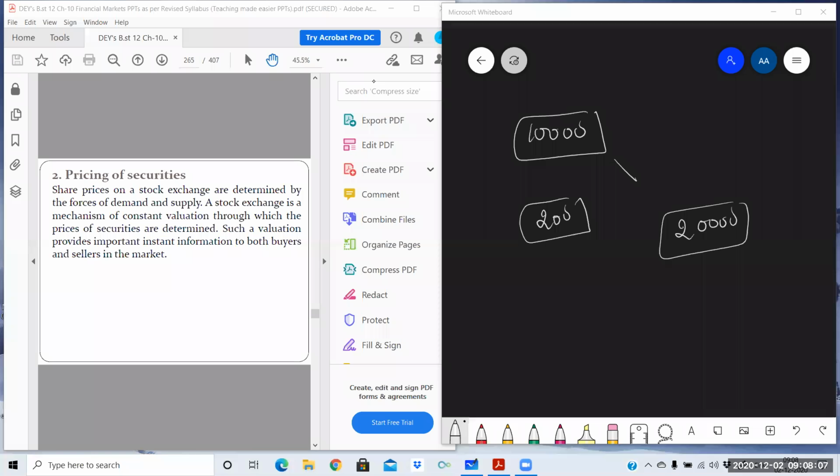So his worth has just doubled in this case. So you can see that within a short period of time, the price of the shares can double or triple. It depends on the company's future prospects.